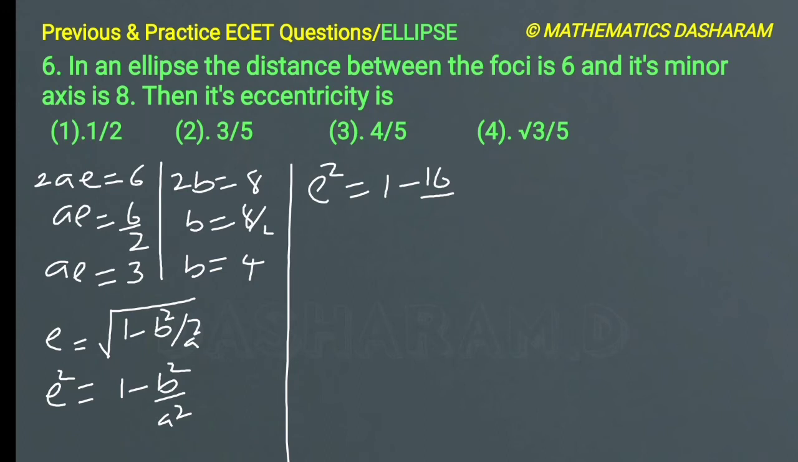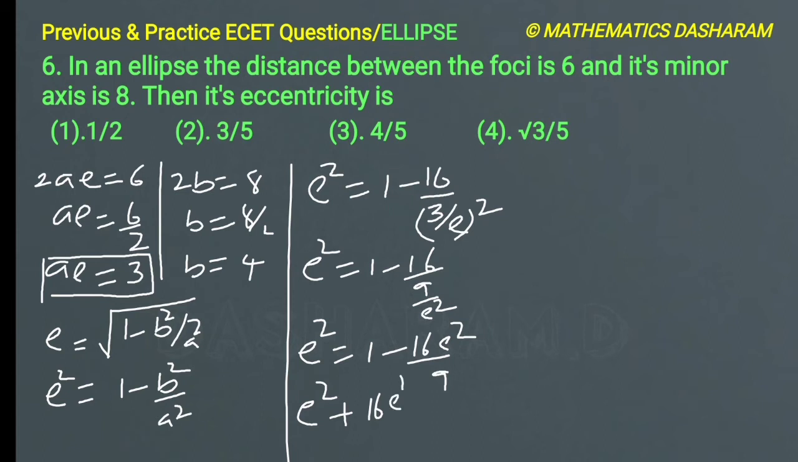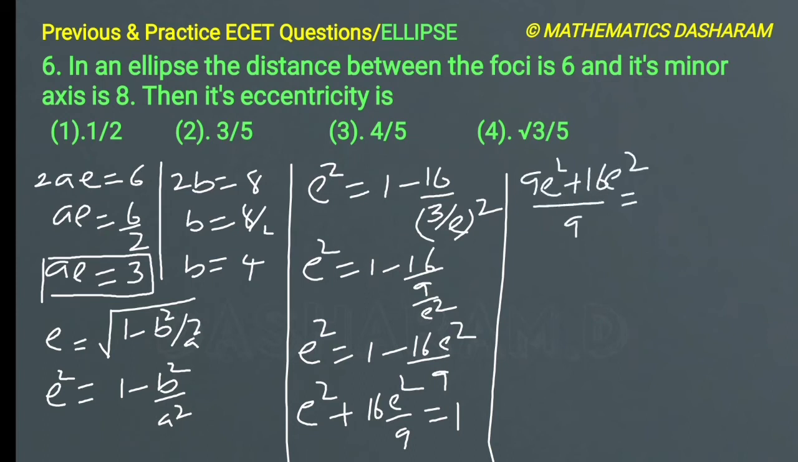A square means, see here, from this, what is the a value? 3 by e, right? So 3 by e whole square. So e square equals 1 minus 16 divided by 9 by e square. e square equals 1 minus 16 e square divided by 9. e square plus 16 e square divided by 9 equals 1. Now 9e square plus 16e square divided by 9 equals 1.